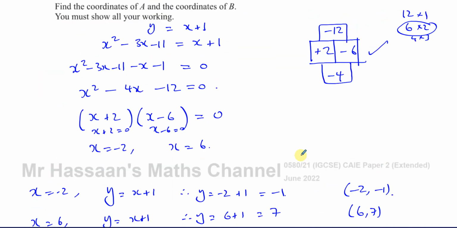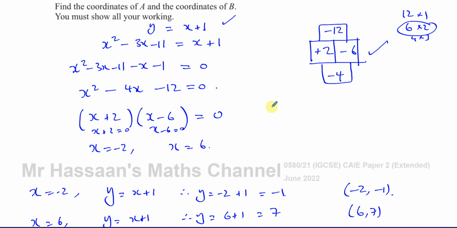And we can always check our answer to see if they make the equations true. So minus 2, well, that would be minus 1 equals minus 2 plus 1. That's correct. And you have 7 equals 6 plus 1. That's correct. So these two coordinates satisfy this equation.